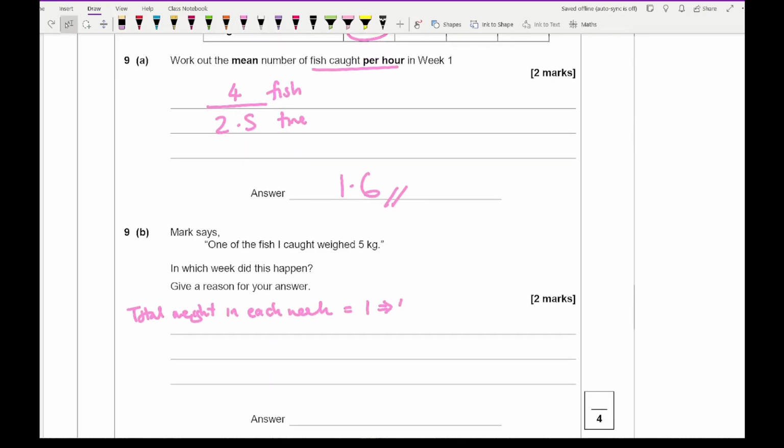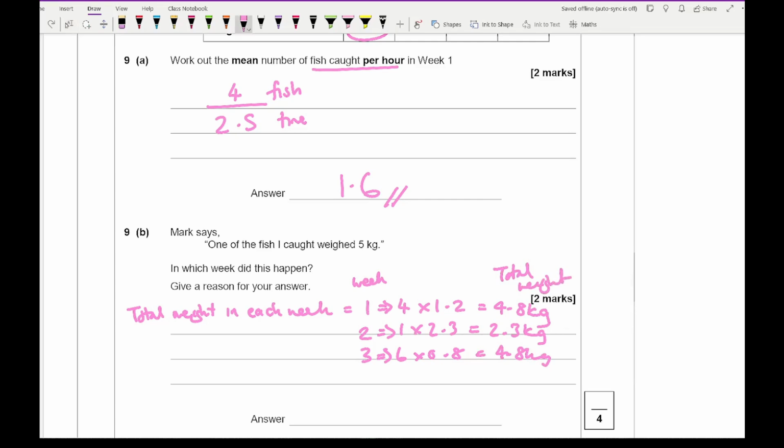So for week 1, it's going to be 4 times 1.2, which is 4.8 kilograms. For week 2, it's going to be 1 times 2.3, which is 2.3 kilograms. For week 3, it's going to be 6 times 0.8, which is 4.8 kilograms. And for week 4, it's going to be 3 times 1.9, which is 5.7 kilograms. So the only week where he could have caught a 5 kilogram fish was going to be week 4.